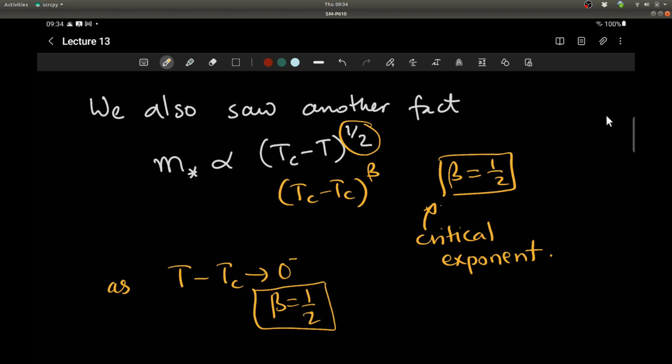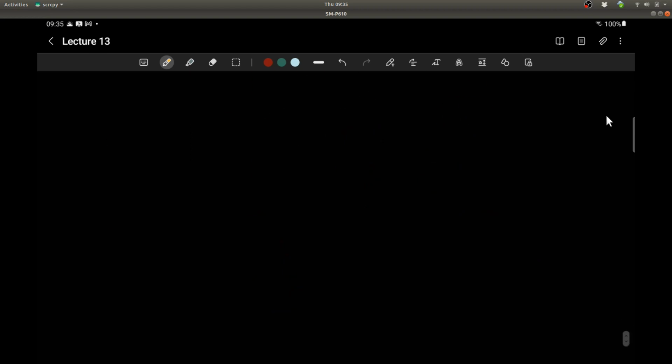One more thing: if you take the derivative dm by dT, you will see that it will diverge, because the power becomes minus half. So we can see that some second derivative of some free energy is diverging. Okay, so it's clearly a second order phase transition. Is this clear? In these magnetic systems, we ask how does the magnetization go to 0? And that defines this critical exponent beta equal to half.